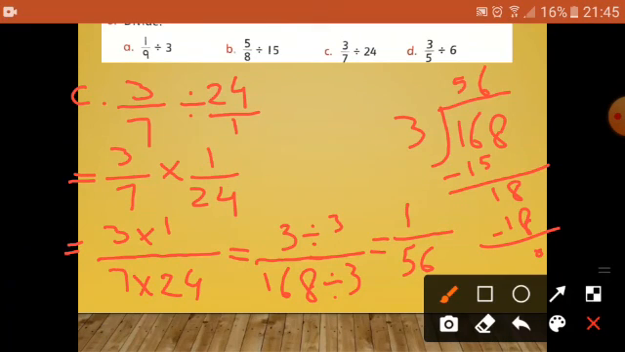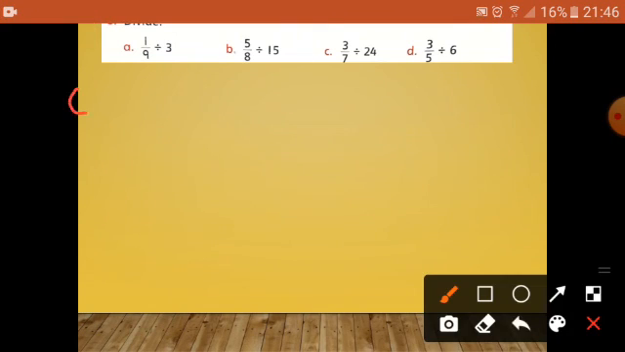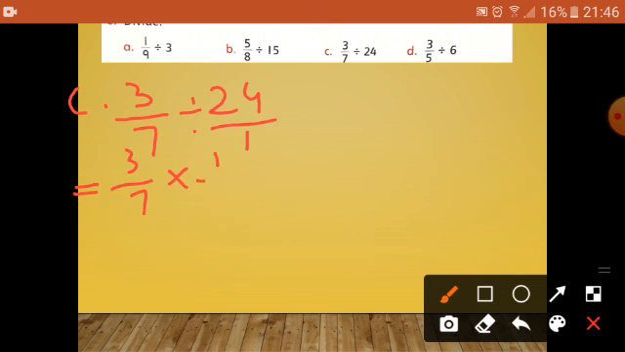So always remember, whenever we are dealing with these types of questions, you must write your answer in the simplest form. There is another way of doing it. Let's see what that way is. Suppose I'm writing the same question again. That is called the cancellation process. So we are just converting this division into multiplication, taking the reciprocal.